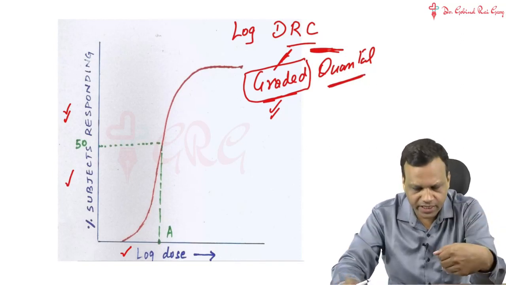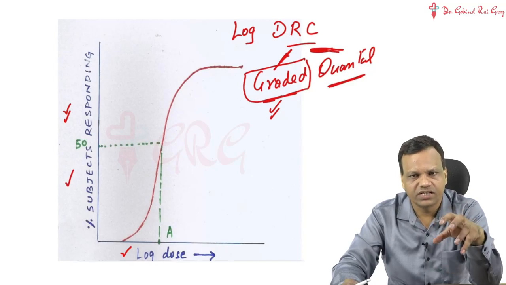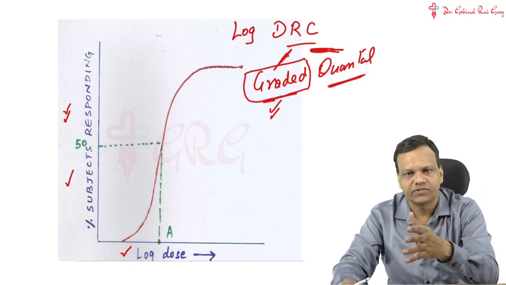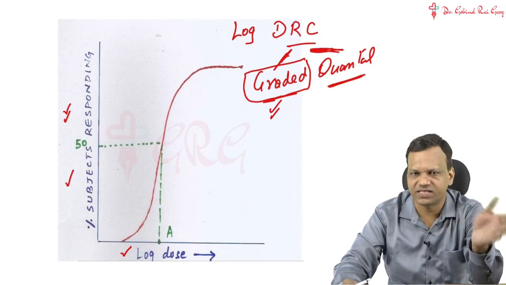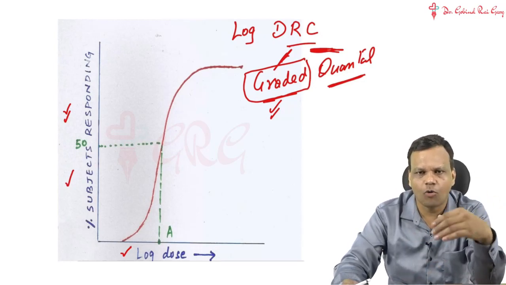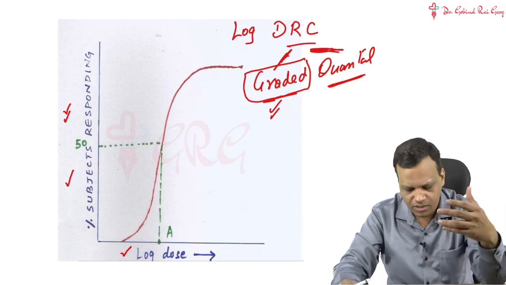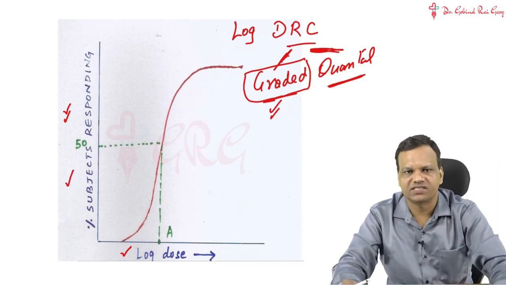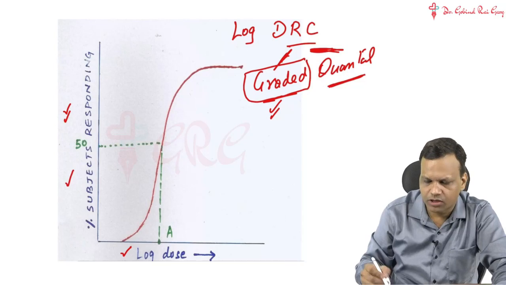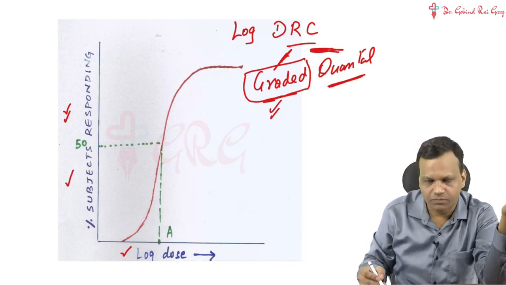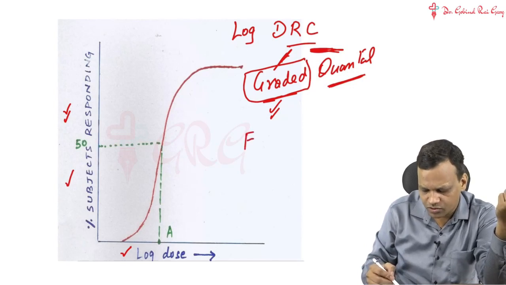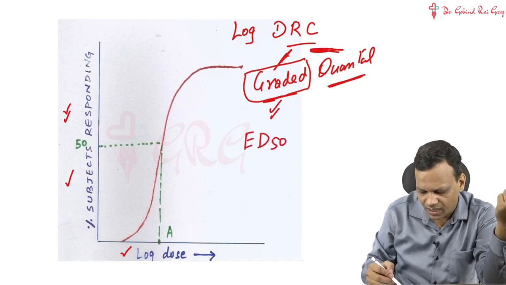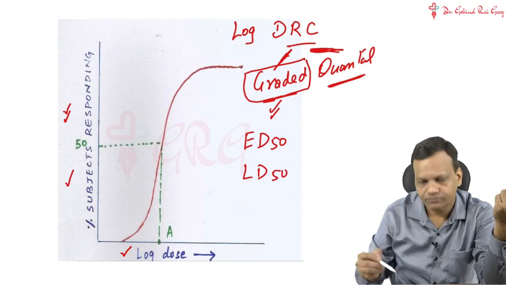So this is usually done for those drugs where the response is all or none. Response is present or not present. Obviously, we cannot grade then. If it is present or not present, then we will see how many people responded. Clear? So on the y-axis, if there is percentage of subjects responding, it is called quantile DRC. And from the quantile DRC, you can find out two important terms, which are called ED50 and LD50.